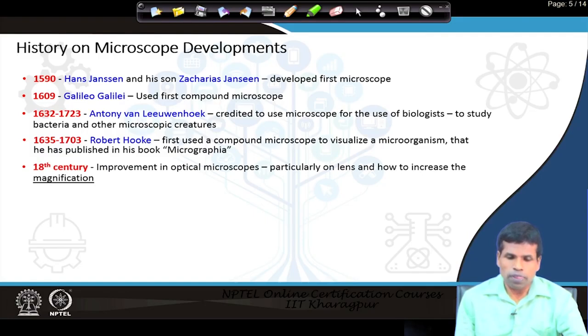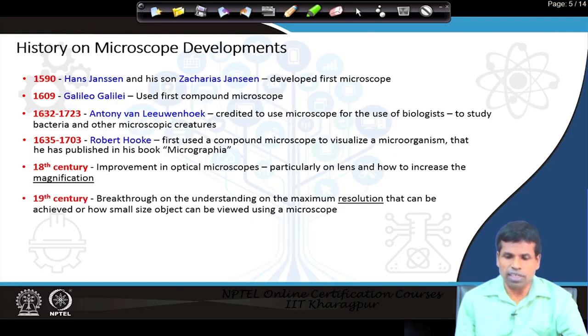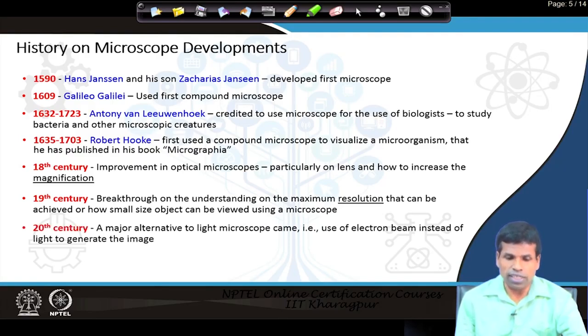And in the 18th century, more developments occurred in the optical microscope, particularly on the lens and how to increase the magnification. Up to the 18th century, scientists were particularly focusing on the optical microscope to see smaller objects. Then the breakthrough on understanding the maximum resolution achieved came in the 19th century, and how small an object can be viewed using the microscope was postulated in the 19th century. Then in the 20th century, a major alternative to the light microscope came. All these previous years, we had the optical or light microscope. Then in the 20th century, an electron beam was used instead of light to create the image. And this use of the electron beam could provide much superior resolution in the nanometer scale.